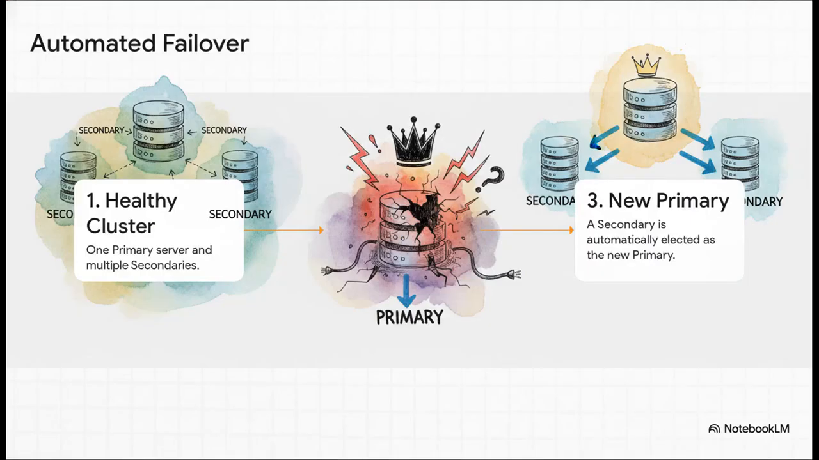And here's the magic. In a healthy cluster, you have one primary server that takes all the new data, and a few secondaries that just copy it. Now, if that primary server suddenly goes offline, maybe the hardware fails or something, the replica set automatically holds an election. The other servers vote, and one of them gets promoted to be the new primary. And this whole thing happens in seconds, keeping your app online without anyone having to lift a finger.